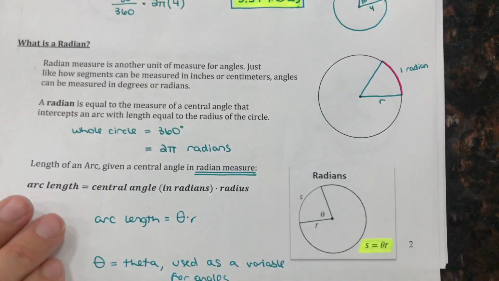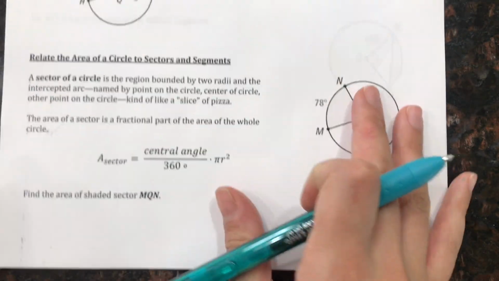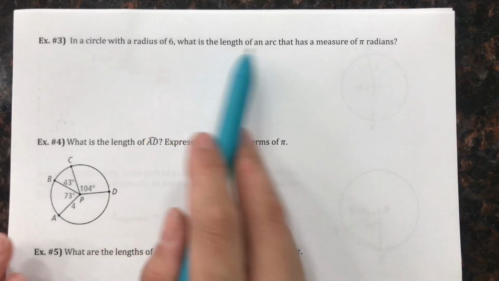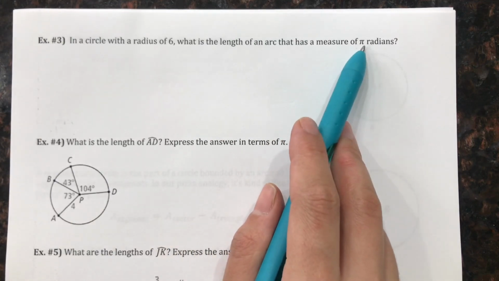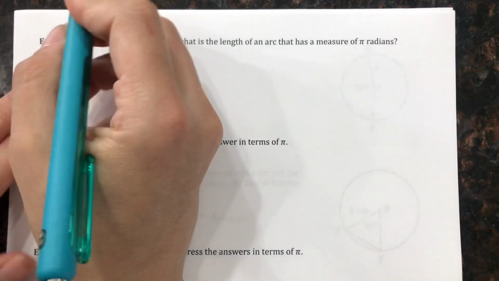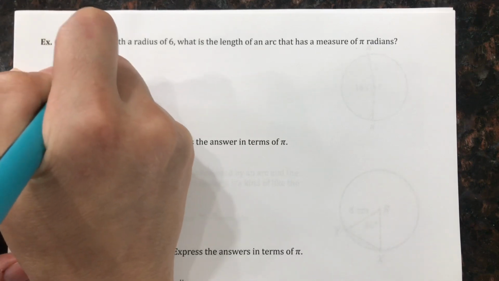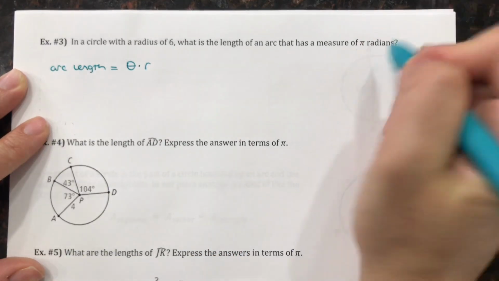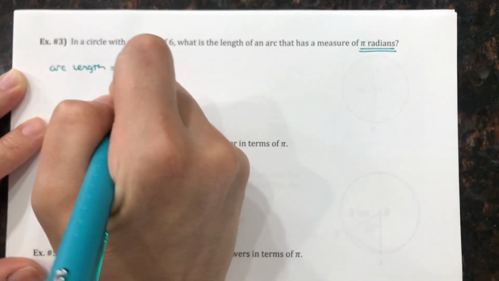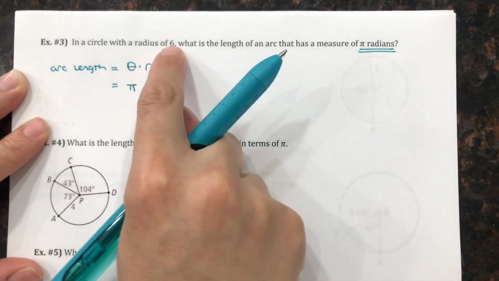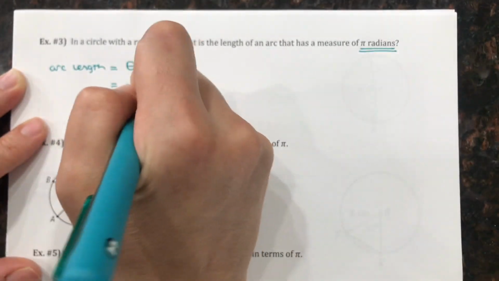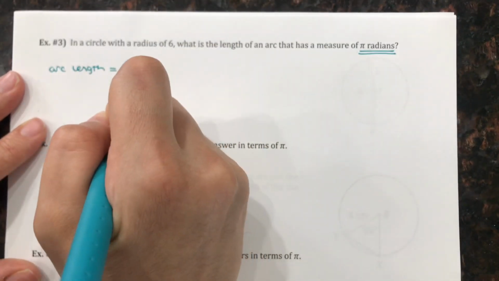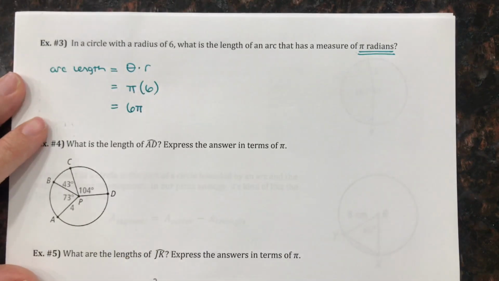Now let's do an example problem together. So in a circle with a radius of 6, what is the length of an arc that has a measure of pi radians? So if I write my formula down, my radian measure is right here, so that's pi. Okay, my radius is 6. So that means the length of the arc is going to be 6 pi units.